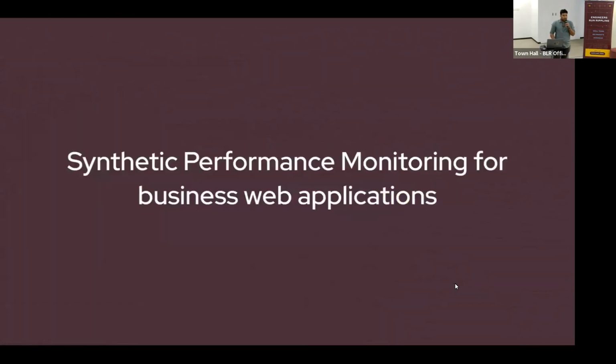In today's talk, I'll be taking you through Rippling's journey, how we implemented synthetic performance monitoring for business applications. But before jumping into the topic, let's first talk about performance monitoring itself. There are two types of performance monitoring. One is based on real user data, also known as RUM, real user metrics. And another one is synthetic performance monitoring.